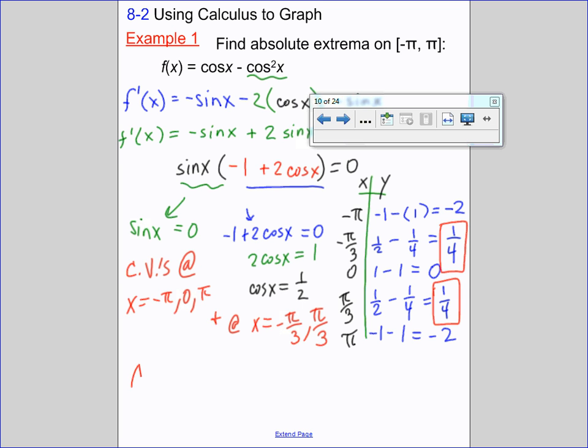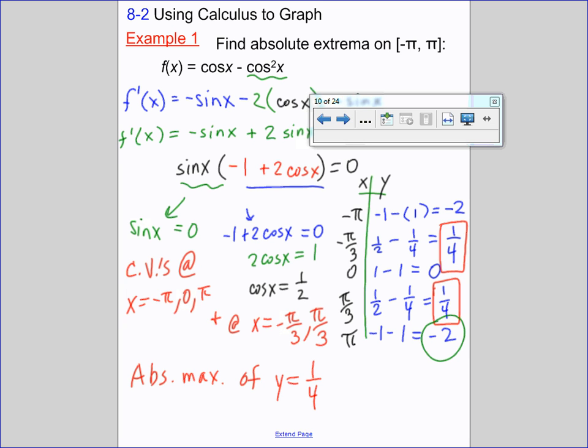So y has an absolute maximum of y equals 1/4, and it's attained at x equals negative pi over 3 and x equals positive pi over 3. But it asks for the absolute extrema, and that's a y coordinate. What's the absolute least function value attained over my specified interval? It looks like negative 2. Negative 2 is the least function value attained.